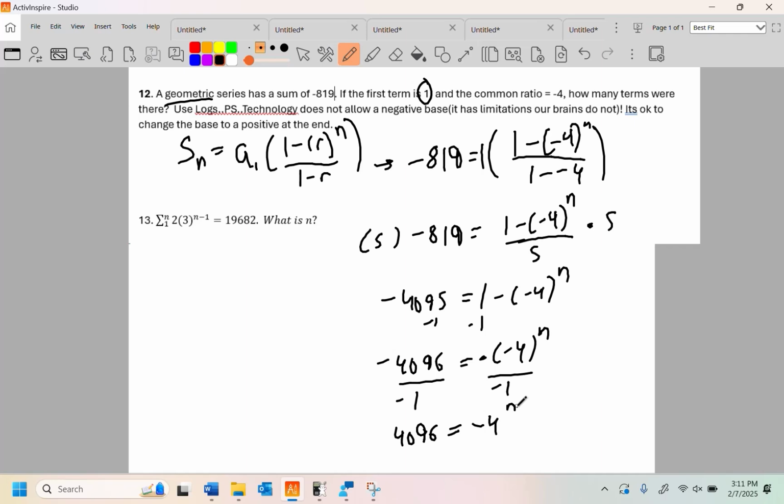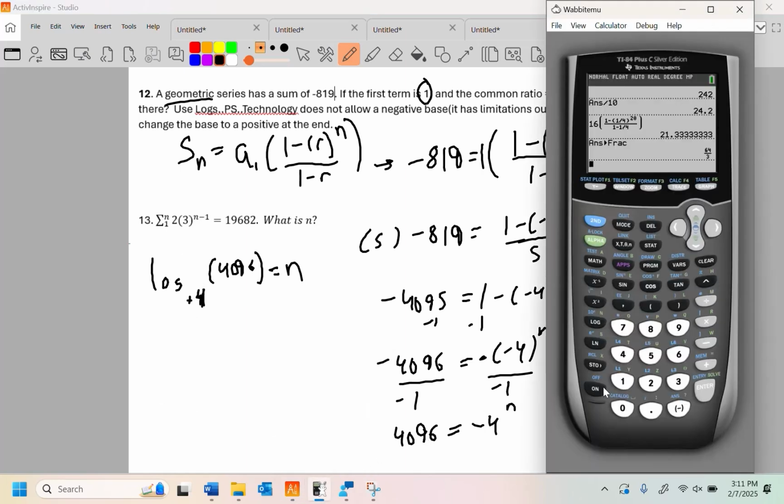Now, you can divide out the negativity here, and you're still going to have a problem. I'm just going to leave it like this. It would not make much sense to say a log of base negative 4 of 4,096 is n, because the calculator can't do that. All right? So you have to make it positive.